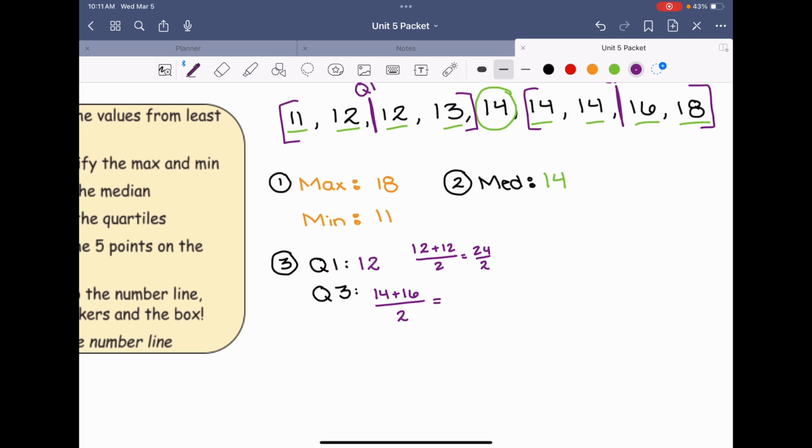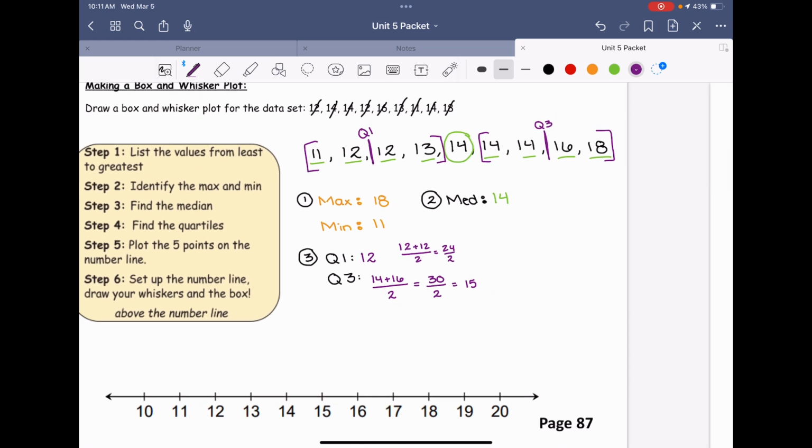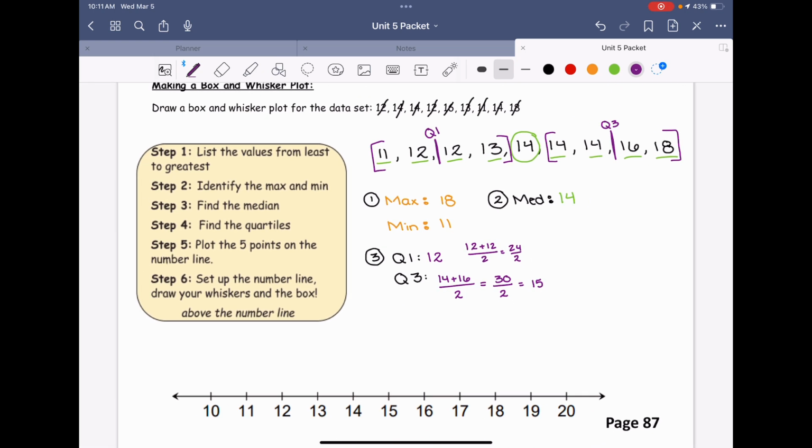So I'm going to get 30 and divide it by 2, so 15 in the middle. I also know that 15 is in between 14 and 16, so those are my quartiles. Now, just let's count, make sure we've got 5 total numbers. 1, 2, 3, 4, 5. All right, I've got my 5-number summary.